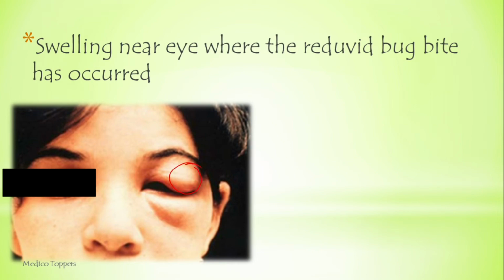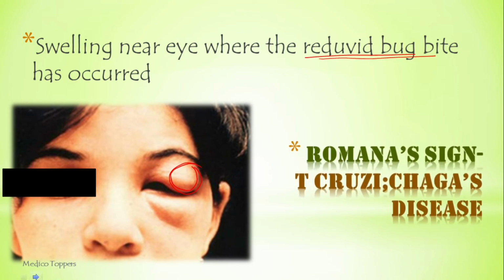So here you can see the swelling near the eye, which is caused because of the reduviid bug bite. So I think you can guess the condition easily because of this reduviid bug. This reduviid bug mainly causes Chagas disease, which is caused by Trypanosoma cruzi, and this sign is also called as Romana's sign.